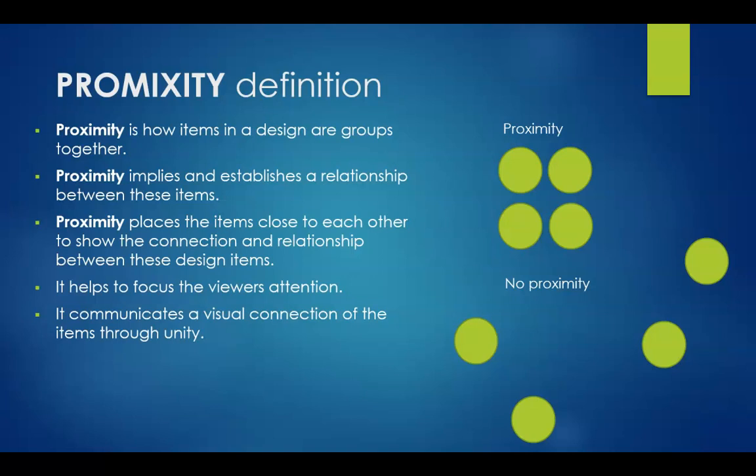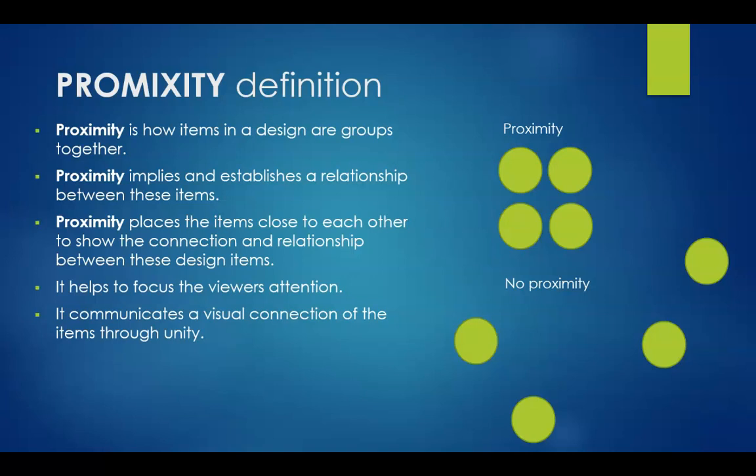Proximity definition. Proximity is how items in a design are grouped together. Proximity implies and establishes a relationship between these items. Proximity places the items close to each other to show the connection and relationship between these design items. It helps to focus the viewer's attention. It communicates a visual connection of the items through unity.